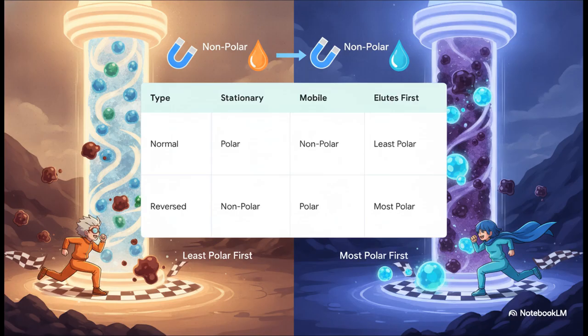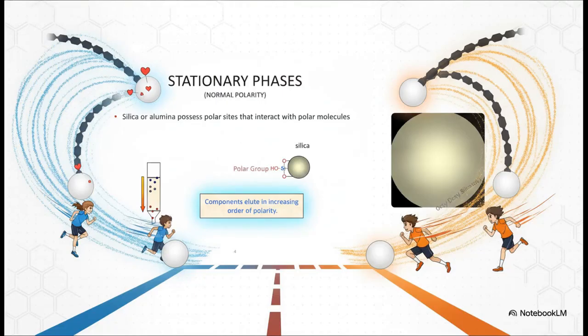But then we have reversed phase, which, true to its name, flips this entire dynamic. The stationary phase is nonpolar, and the mobile phase is polar, meaning the most polar compounds are the ones that elute first. And looking at the atomic level brilliantly illustrates exactly how this reversal works.